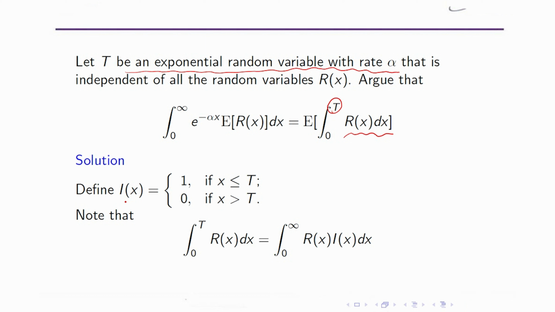Solution. Now we define an indicator function I(x) to be 1 if x is less than or equal to T, and 0 if x is greater than T. So the integral of R(x) from 0 to T can be expressed as the integral of R(x) times I(x) dx, because I(x) is 1 when x is less than or equal to T. When you take integration from 0 to infinity, you only keep the part from 0 to T, because I(x) is equal to 1 whenever x is less than or equal to T.